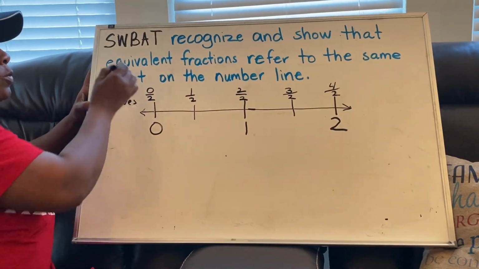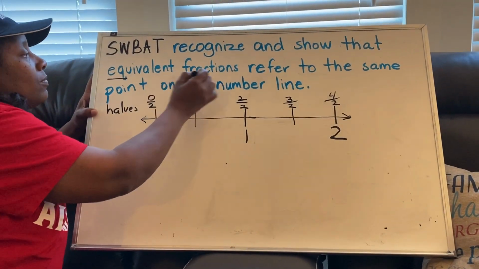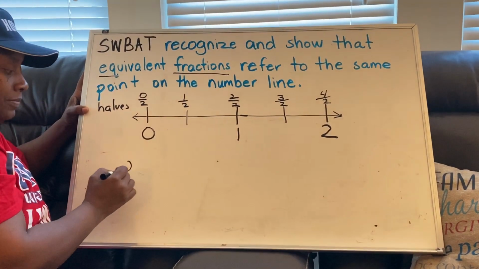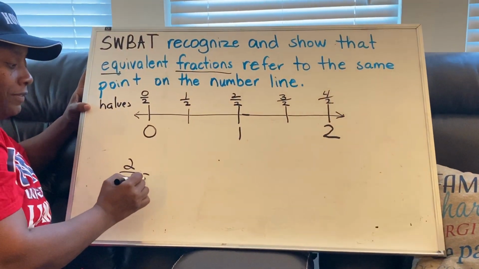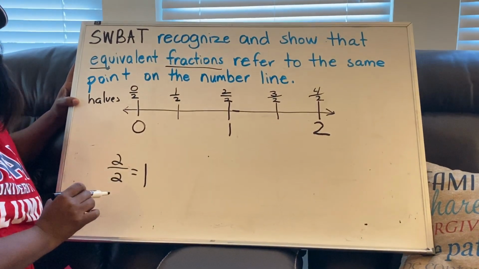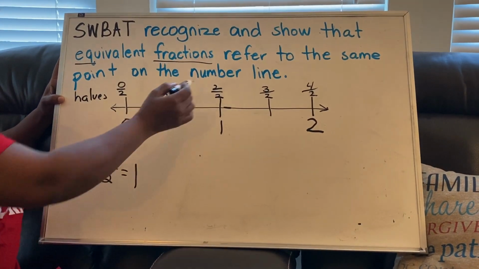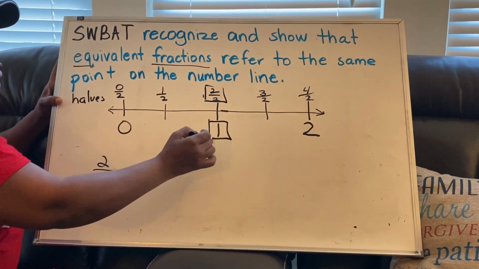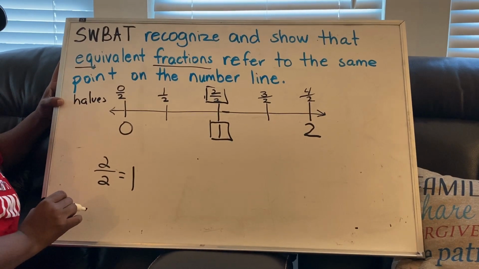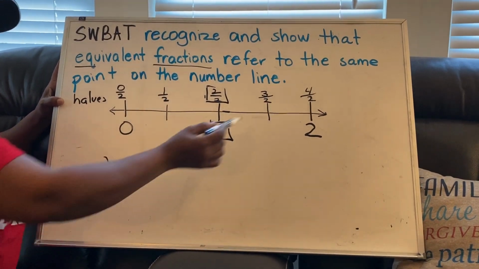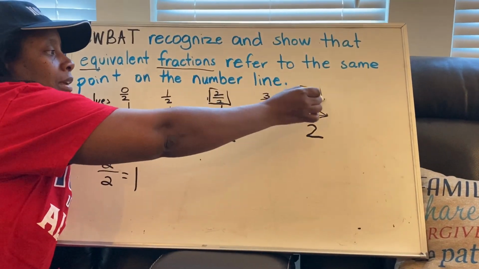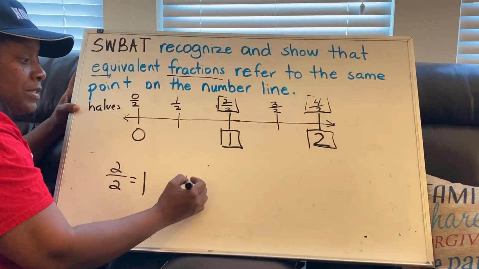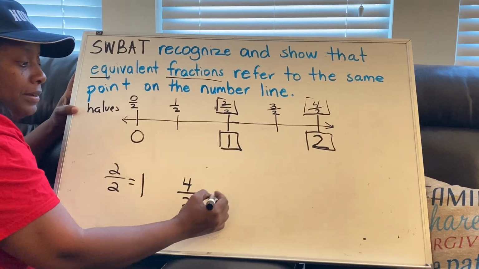So the word equivalent, right now I can see that 2 halves is equivalent to 1. So when a number is on a line where the two numbers meet on that same line, those two numbers become equivalent fractions. So 4 halves is equal to 2. So I will represent that with my equal sign.